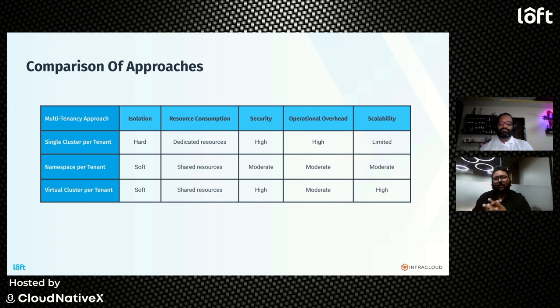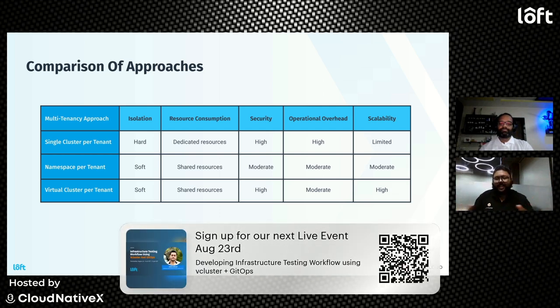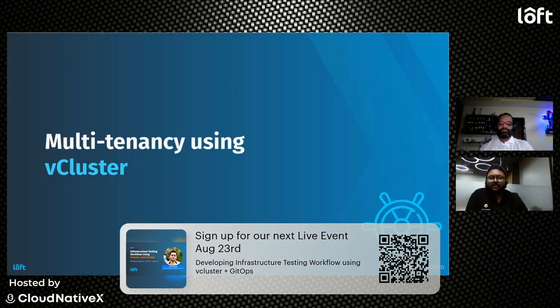So, hard multi-tenancy, as I said, offers the strongest isolation because that's completely isolated. Every tenant has a dedicated cluster for themselves, while soft multi-tenancy promotes efficiency and cost savings while maintaining an adequate level of isolation that has to be there. So, virtual clusters is something that we would be focusing on. And one type of virtual cluster is vCluster that we would be talking about in the next section.